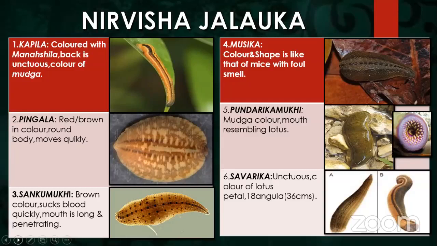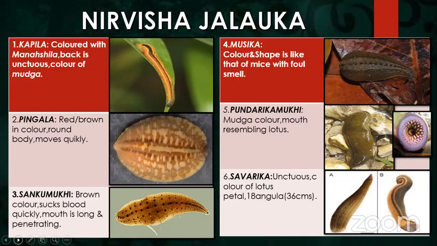To tell it shortly, that is some arsenic components. Realgar. Realgar is the Manashila. In Sanskrit, we tell Realgar as Manashila. So it is Manashila colored and it is unctuous, which is more snigdha. And the color of Kapila leeches is the color of Mudga. Mudga means green gram.